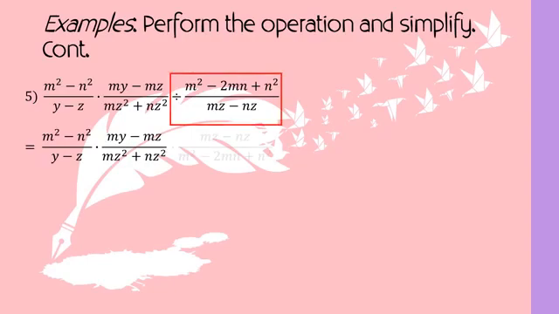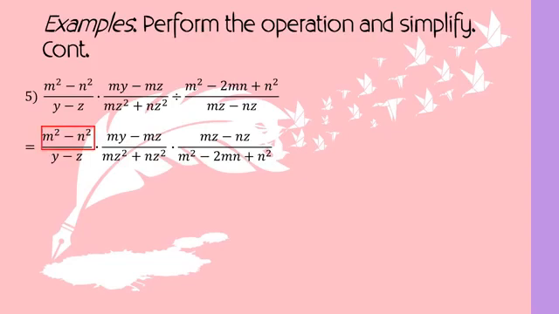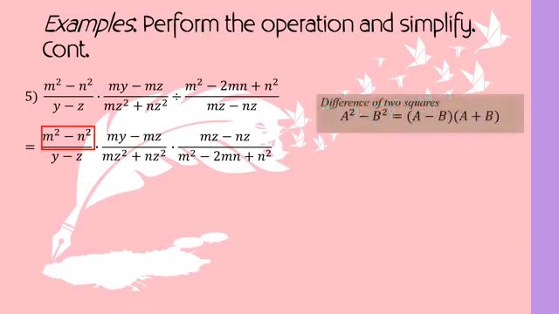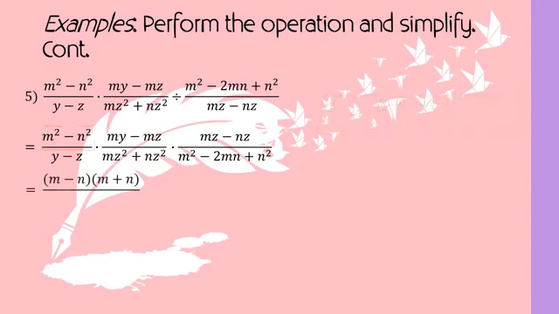So the reciprocal is mz minus nz all over m squared minus 2mn plus n squared. Now we only have multiplication as the operation in this rational expression, so we factor the polynomials. First, m squared minus n squared. Observe that our first term is a perfect square and our last term is also a perfect square, so we can apply the difference of two squares. The factor is m minus n times m plus n.